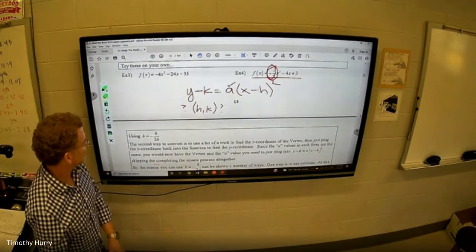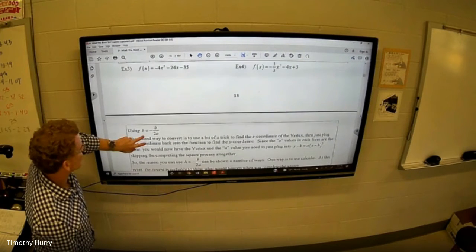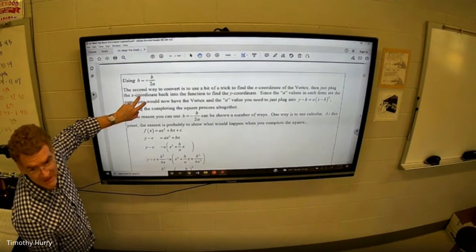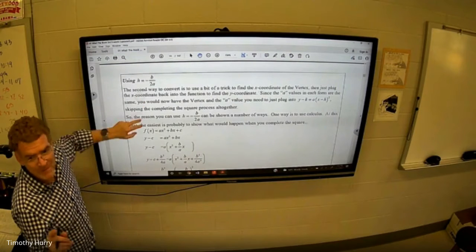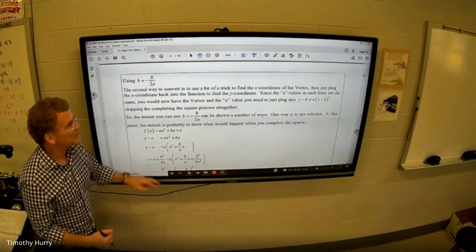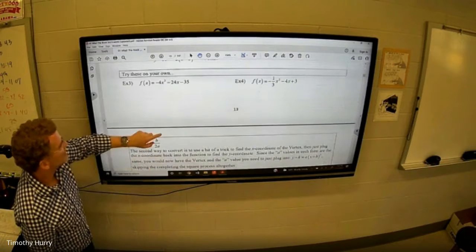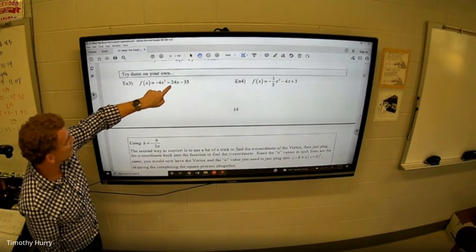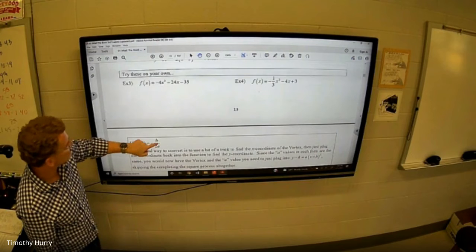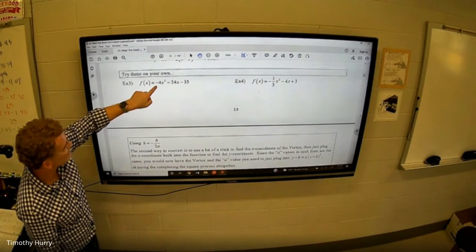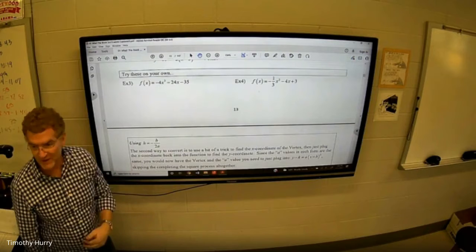Well, look at this. Look what happens. By the way, that's h, always: negative b over 2a. So if you memorize that h is negative b over 2a, all I've got to do to find my h is take the negative of the b value, negate the b, and divide it by twice the a value, and I will have the h coordinate of the vertex.